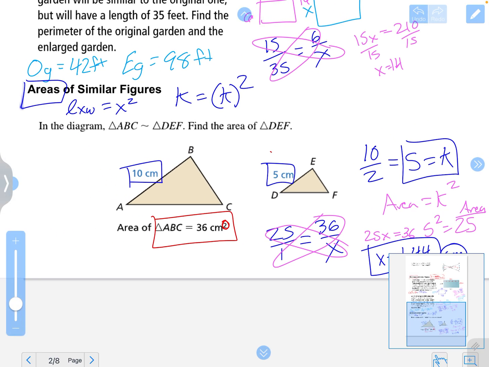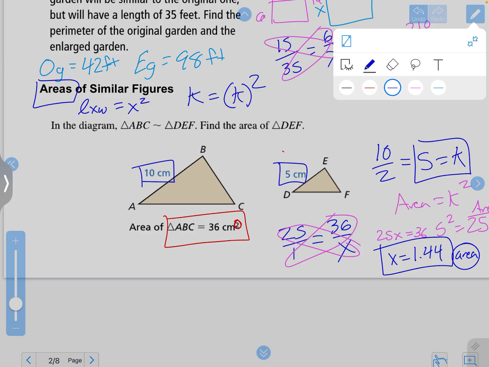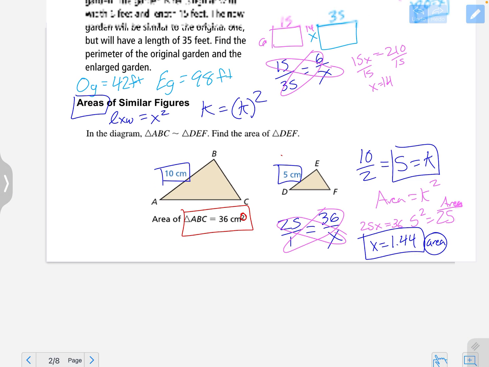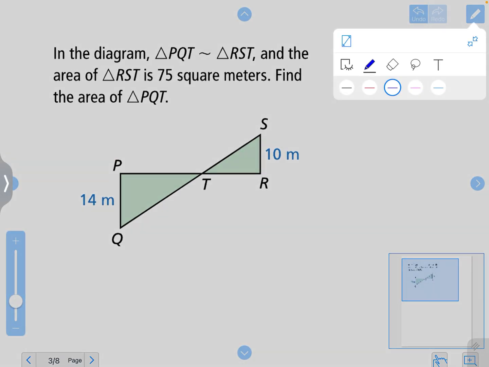And again, the biggest difference with area is we have to square the scale factor. All right, those are our notes. Oh, nope, we got one more area. I thought I had one more planned for you guys.